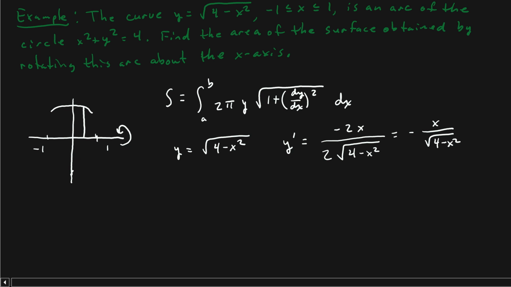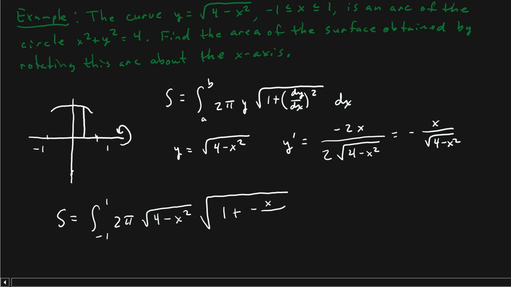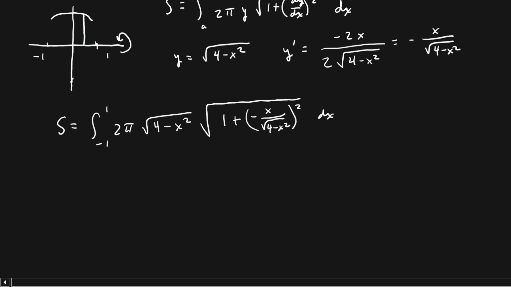And so now we plug everything in. So s is equal to the integral from negative 1 to 1, 2 pi. Now remember, we're going to integrate with respect to x. So that's 2 pi times y. Well, what is y? y is the square root of 4 minus x squared. And then that's going to be times the square root of 1 plus negative x over the square root of 4 minus x squared, dx. All right, so we got everything plugged in.